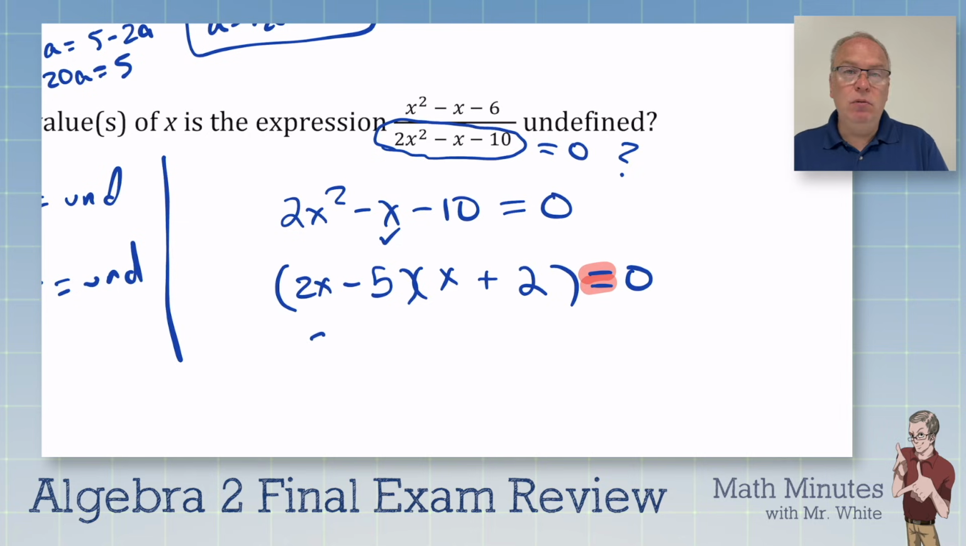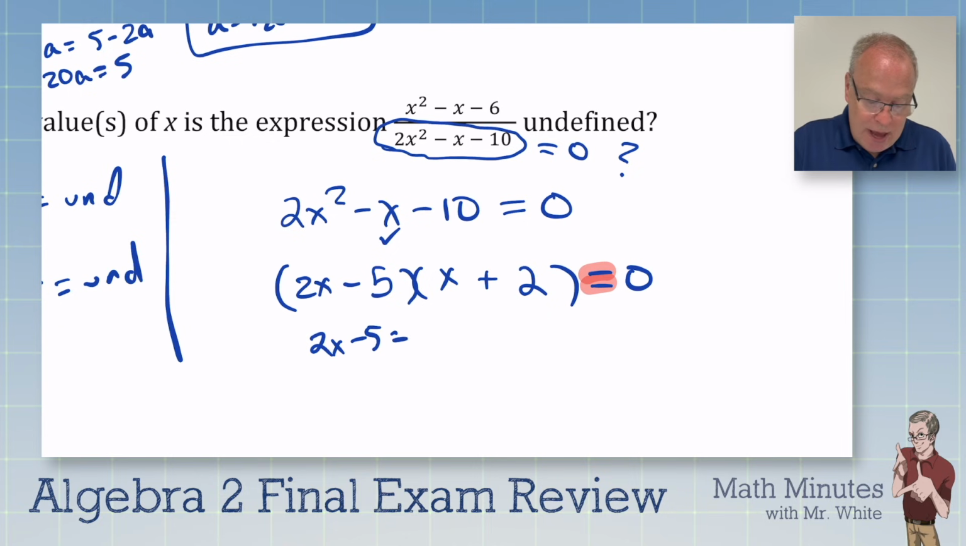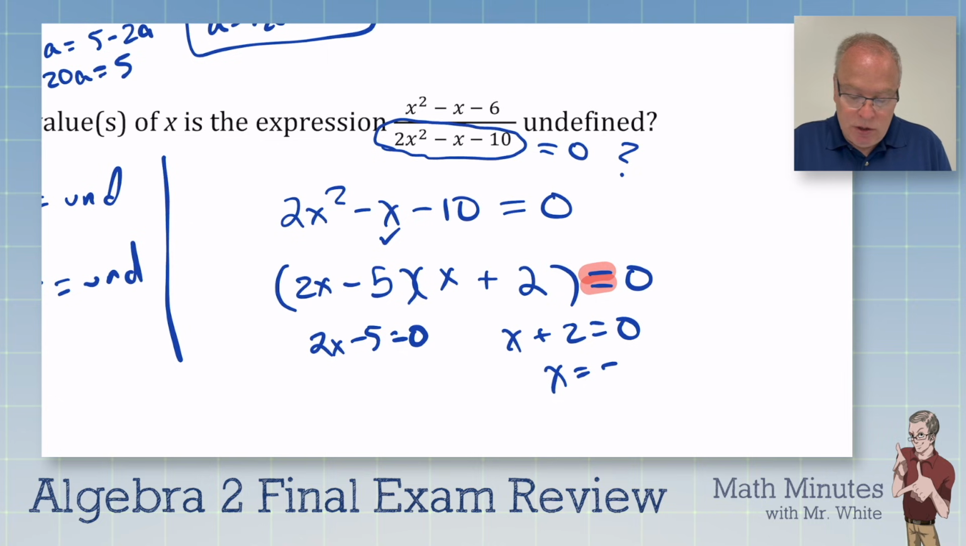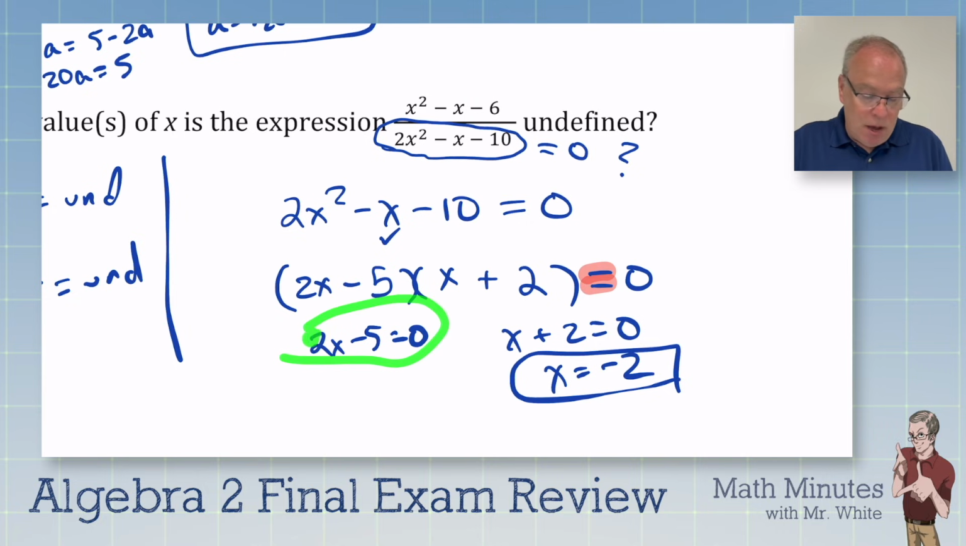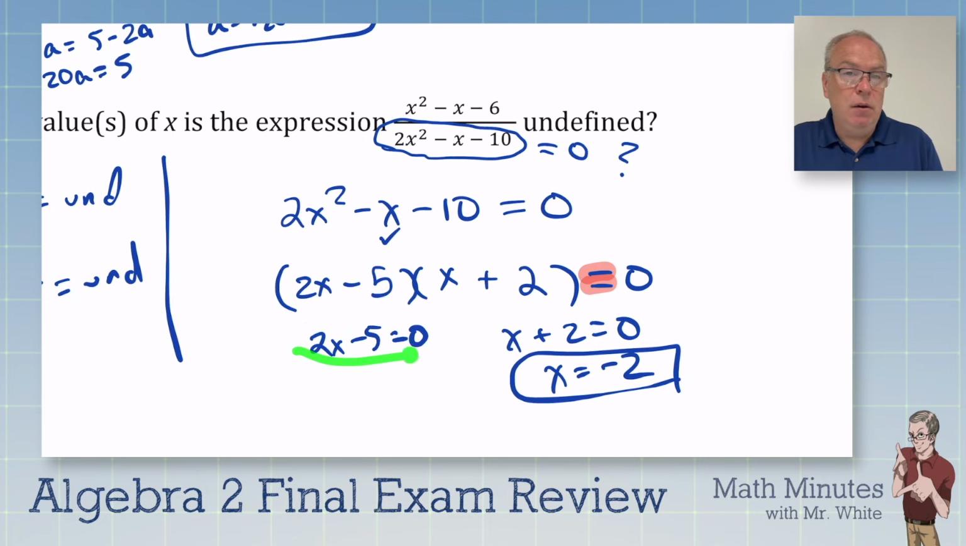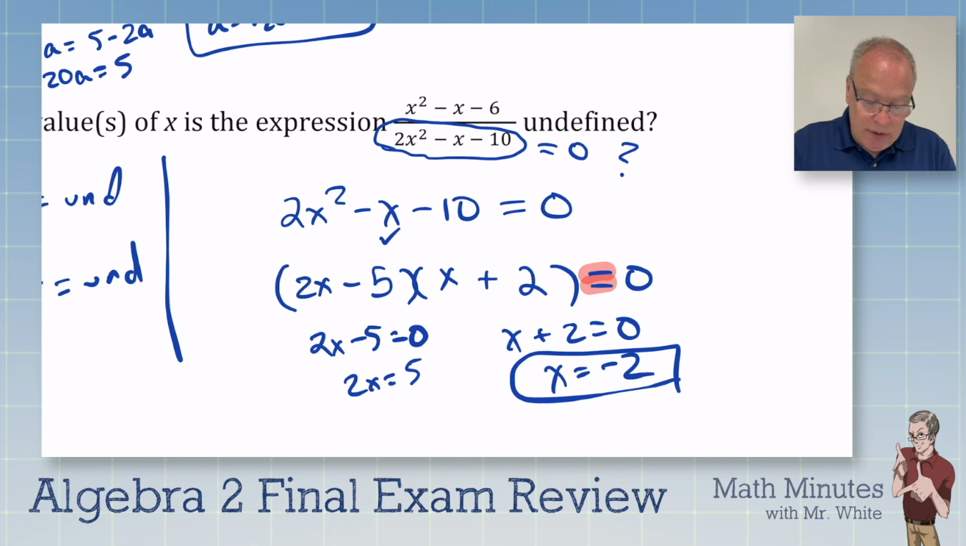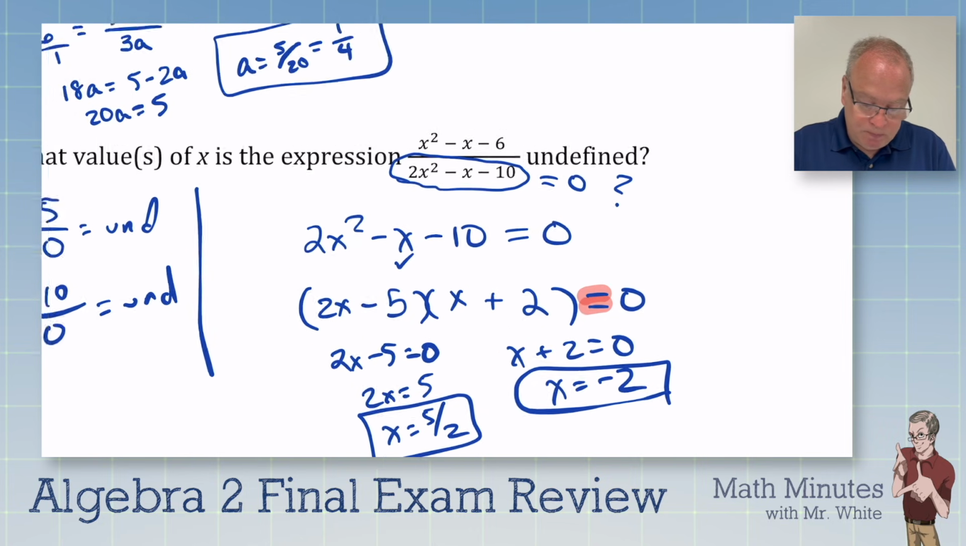All right, now we set each factor to 0. 2x minus 5 equals 0. x plus 2 equals 0. So x equals negative 2 is one of the answers. This is a great example of where you could probably do this in your head, or maybe you need to just solve the little equation, and that's okay. So you write the equation down, and you solve it. 2x equals 5, x equals 5 halves.